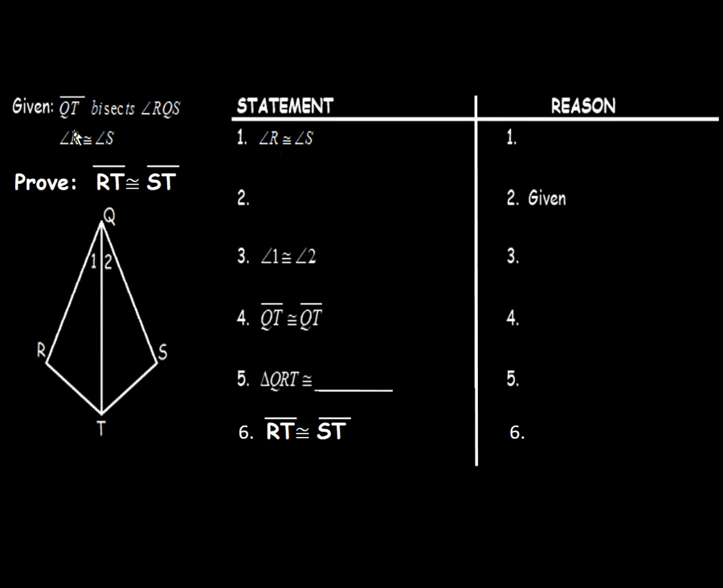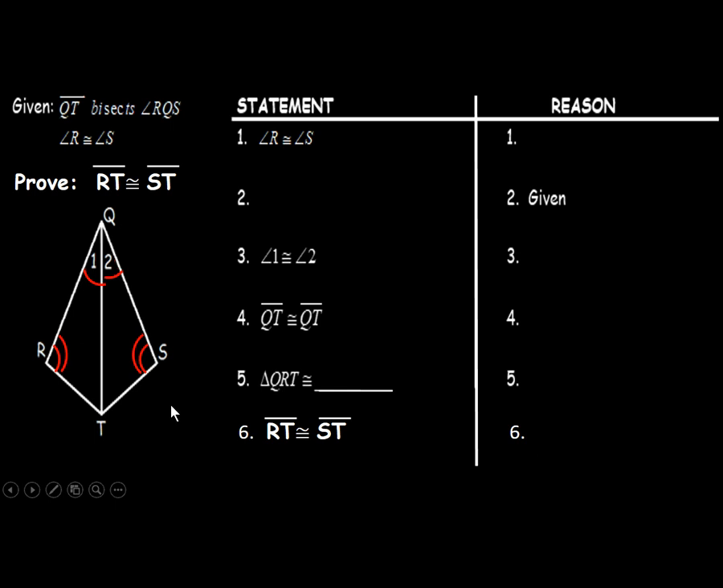Okay, and our last proof here, again, we'll start with taking our given information into the picture. QT bisects angle RQS. So this angle right here is cut in half by this line down the middle. That means these two angles are going to have to be congruent to each other. That'll be by definition of a bisector. We're also told that angle R and angle S are congruent.